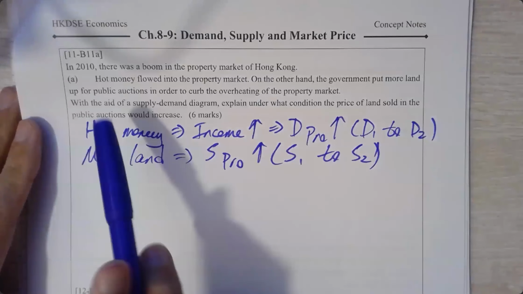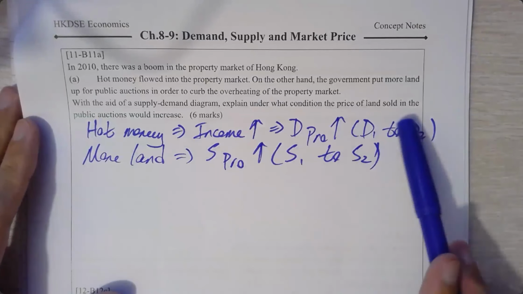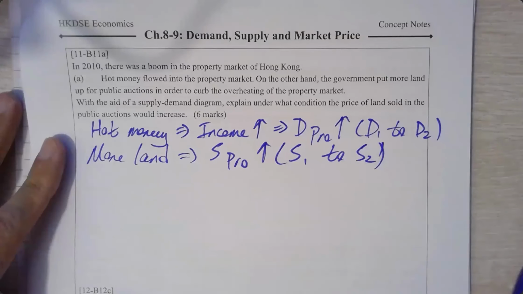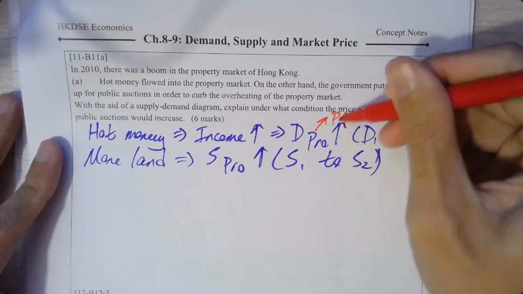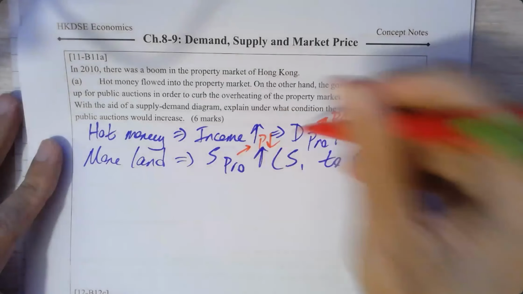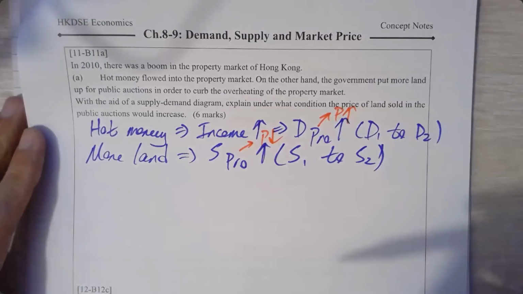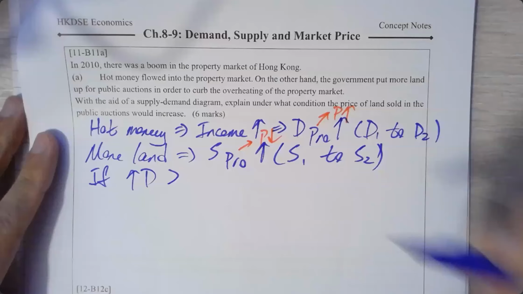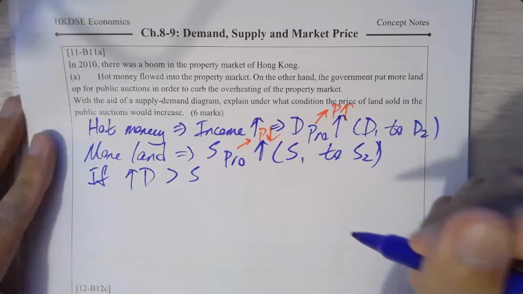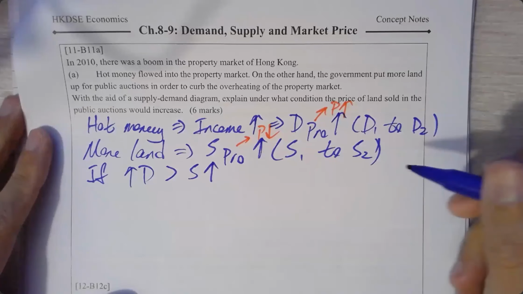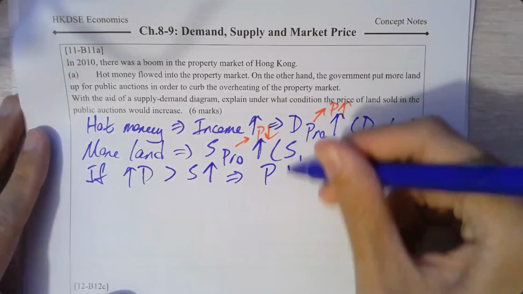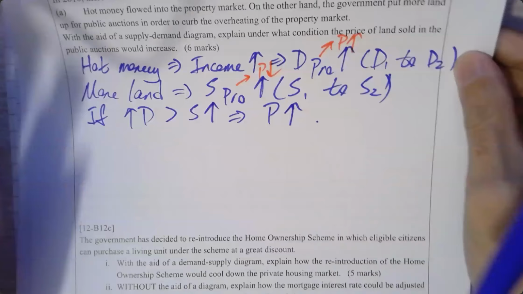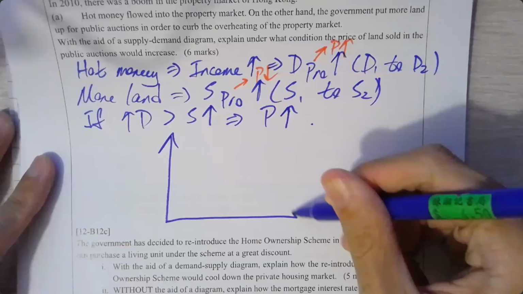It asks under what condition the price sold would increase. When will it rise? Let's remind ourselves: demand increase, P increases; supply increase, P decreases. So when? If increase in demand is larger than increase in supply of property, of land, then the overall price would increase. That's it. Go home and write it in more detail, OK?